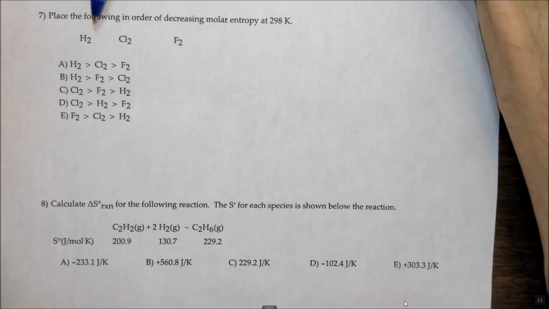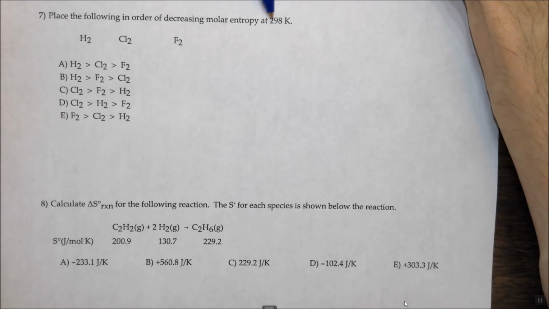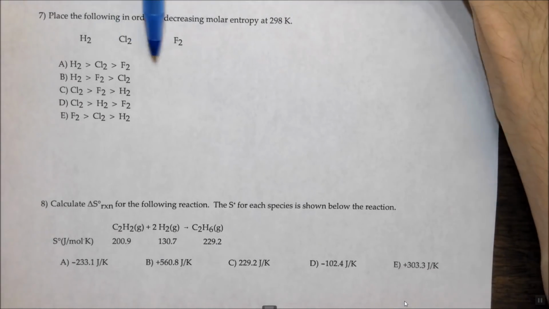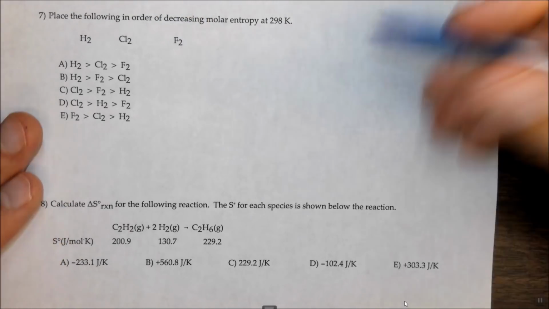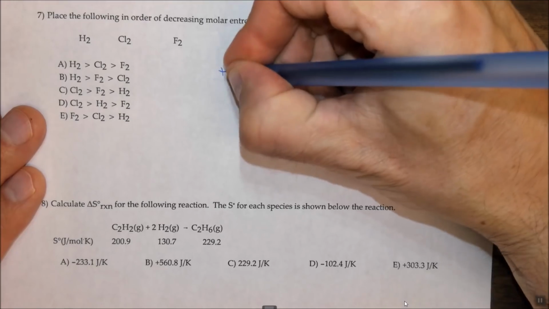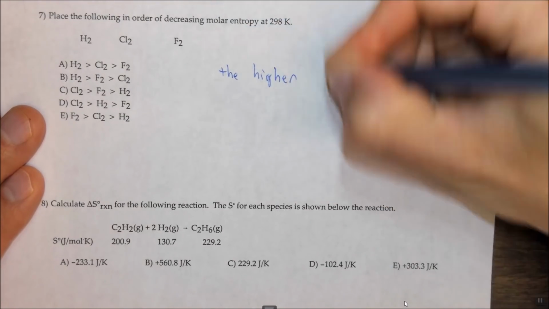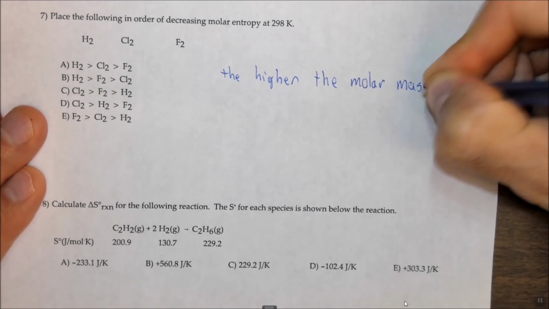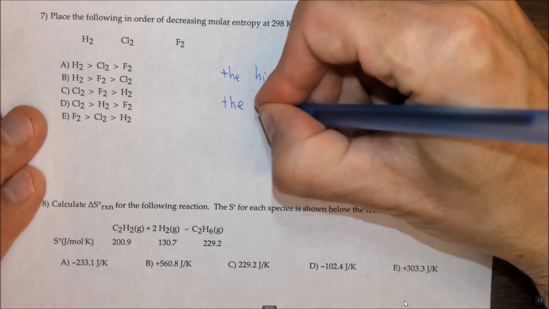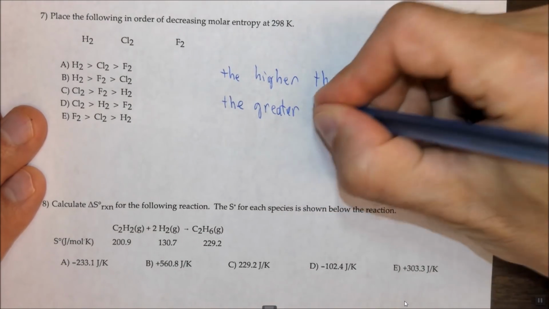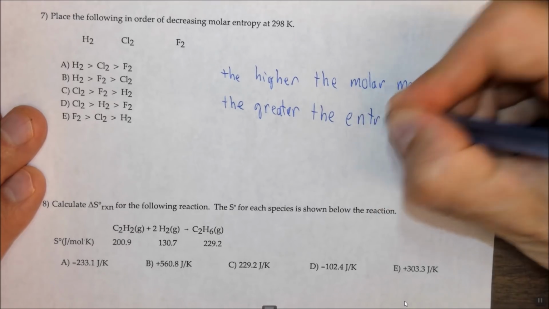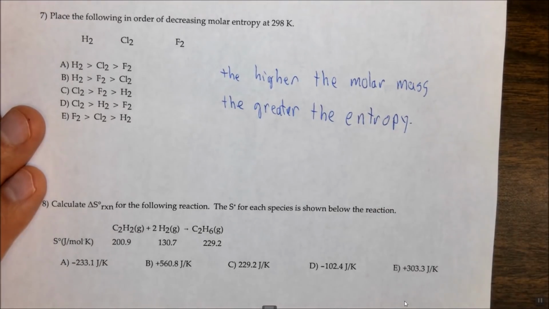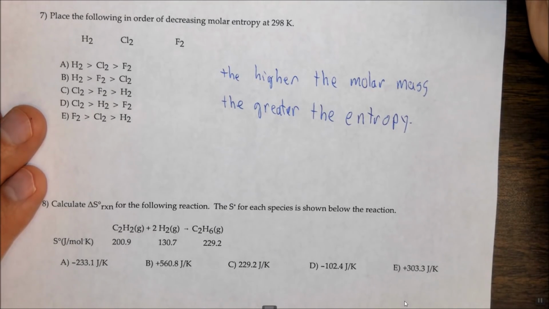Question number 7 says, place the following in order of decreasing molar entropy at 298 K, and then we're just given a few gases. So, what do we need to know here? The higher the molar mass, the greater the entropy. So larger molecules have greater entropy than smaller molecules. And it's important because they're all at the same temperature that we can just compare them by molar mass.